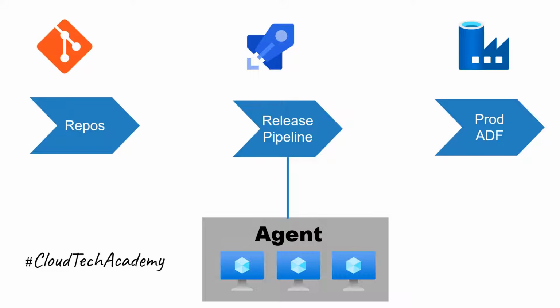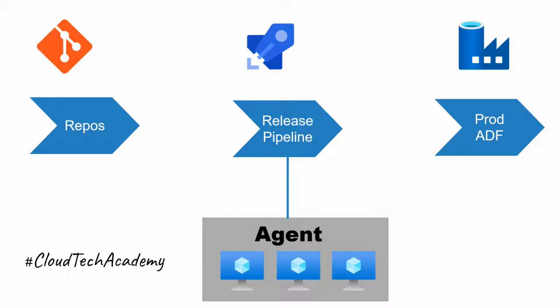Think of an agent as a server or some virtual machine. It is actually a virtual machine on which we will be running our release pipeline task. Most organizations will configure one virtual machine separately for their Azure DevOps, for this agent pool, so that their pipelines will run on these agent pools. You need at least one agent pool at minimum.